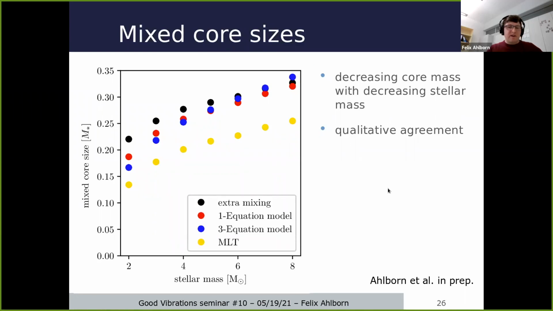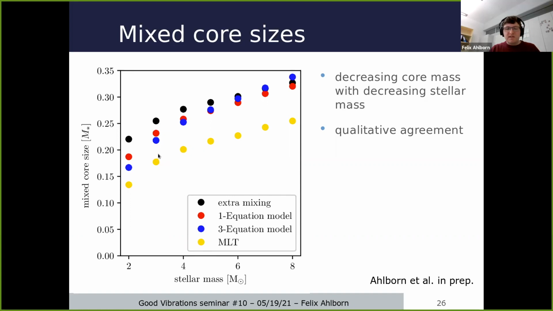Okay, this now brings me finally to the first application we have made of the three equation model. In this figure, I show how the convective cores behave as a function of the stellar mass for different convection models, which are here from top to bottom: the extra mixing model shown in black, the one equation model shown in red, the three equation model shown in blue, and then finally simple mixing length models shown in yellow.